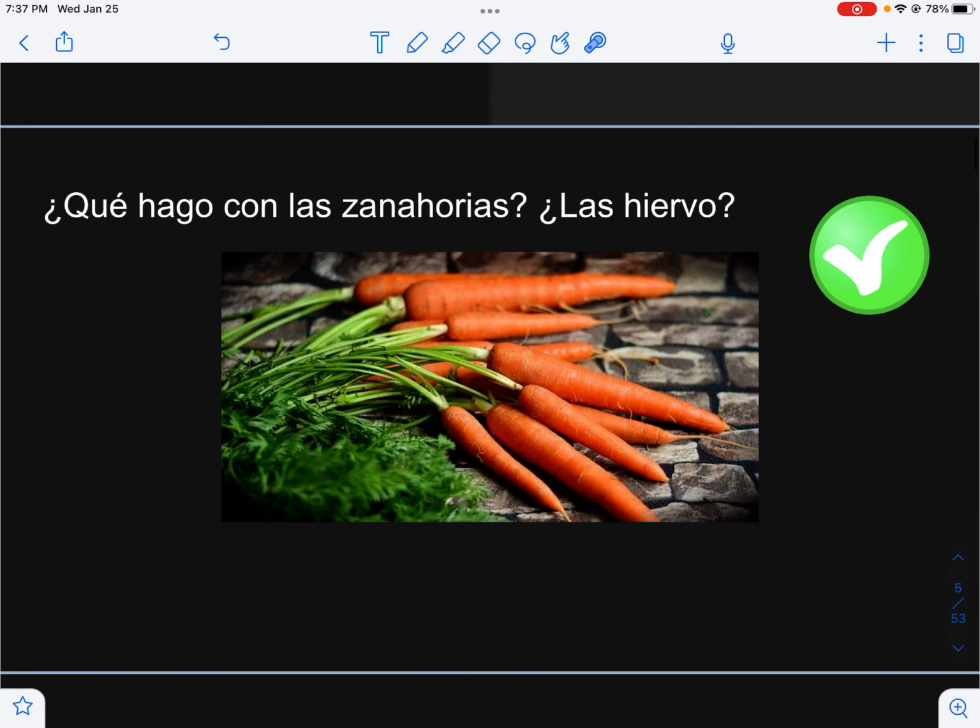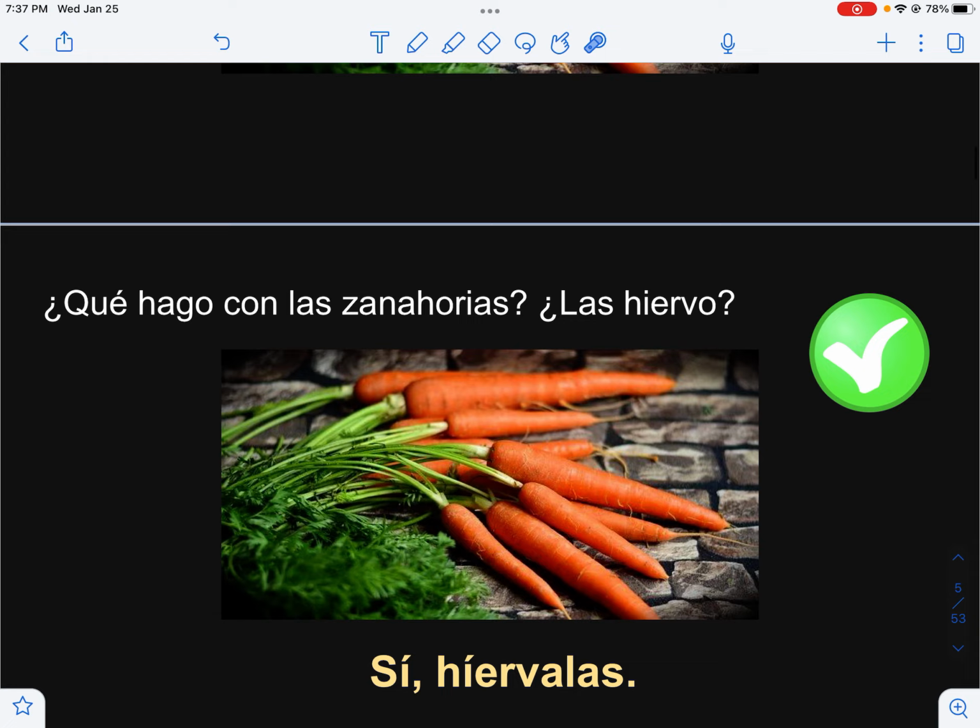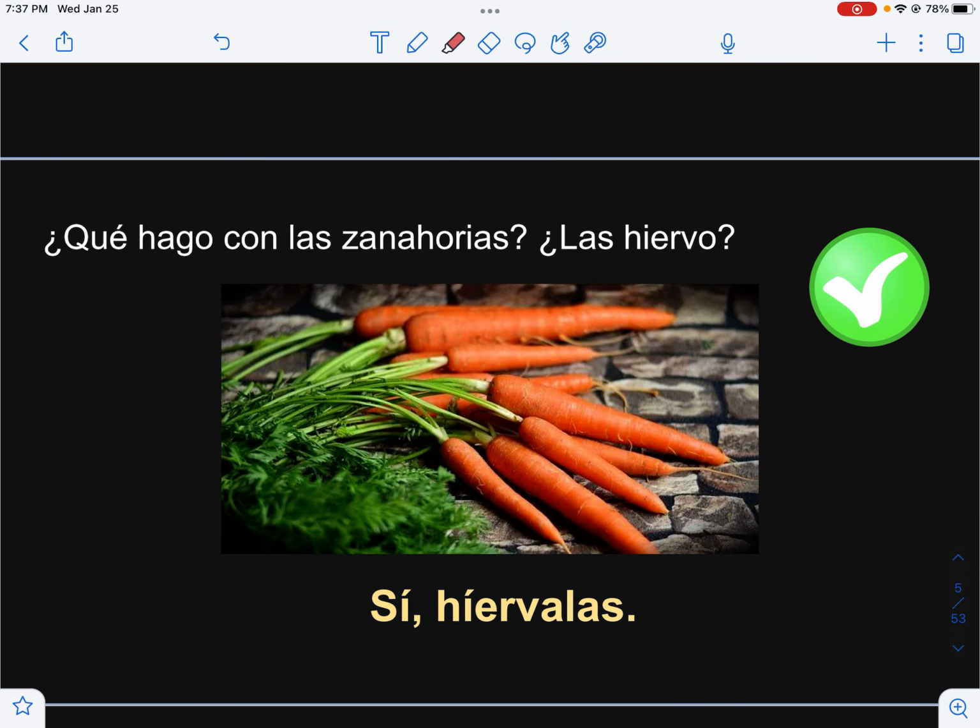Moving on. ¿Qué hago con las zanahorias? Las hiervo. Now, what's great about Spanish is the article gives away what your pronoun is. Las zanahorias. Zanahorias is feminine and it's plural. That's why we got las, and that's going to be our direct object pronoun. Amazing. Aquí tenemos un sí. La respuesta es sí, hiérvalas. We've got our command here, and we've got our las right at the end. Because it's affirmative, it goes at the end.